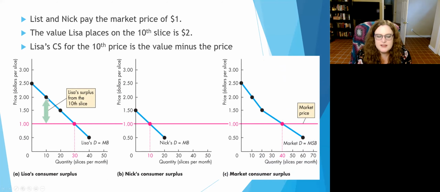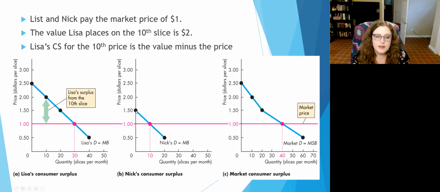At $2 a slice, she might get 10 slices of pizza. At $1.50, it's cheaper, so she might be willing to pay for 20 slices of pizza. And then at $1 a slice, maybe that's 30 slices of pizza. That's what she'd be willing to pay. So notice that this amount above the curve is sort of her consumer surplus, right?